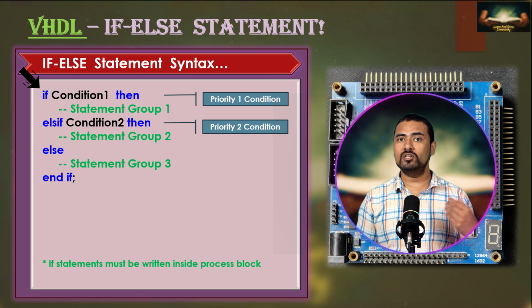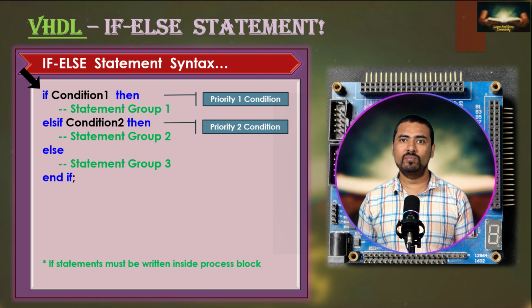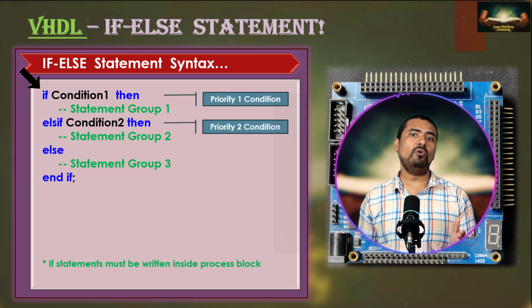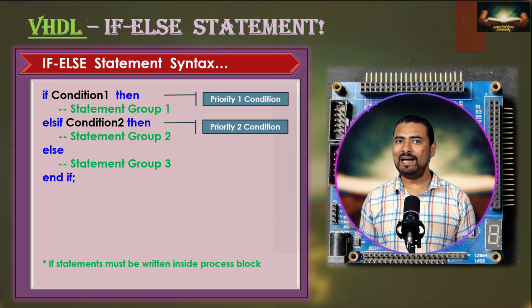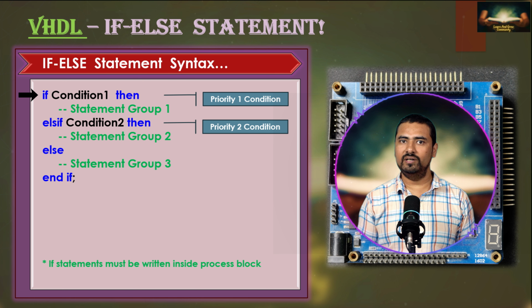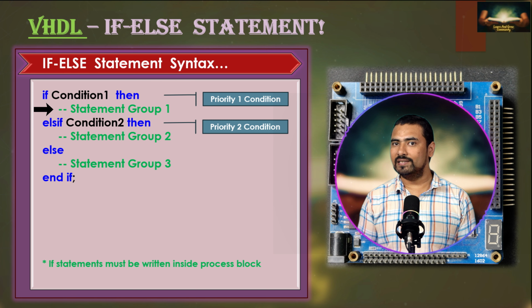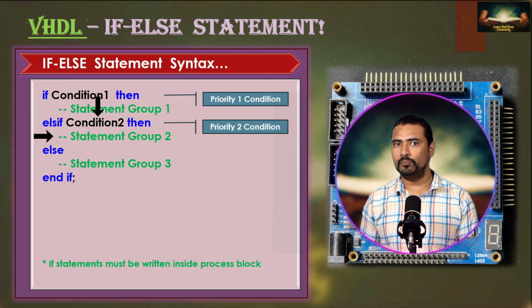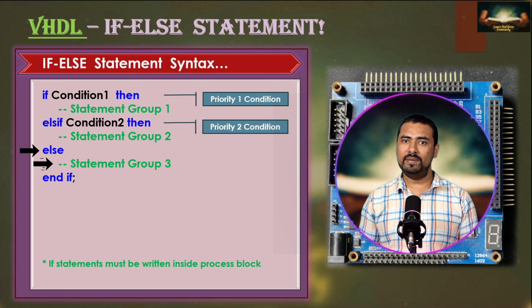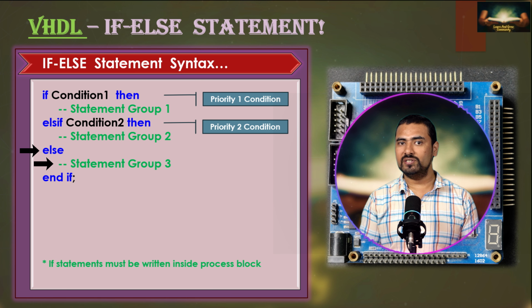So here is the general syntax of an if statement. This is a little different from the software programming languages, so please remember this. The syntax is: if condition 1 then, now you can write the statements here for when condition 1 is true. Else if condition 2 then, in this section, write the statements for when condition 2 is true. Else, now write the statements for if none of the above conditions are true.